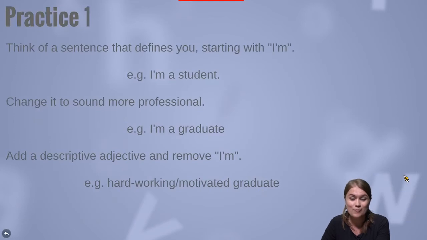So, how about practicing a little bit? Think of a sentence that defines you, starting with I'm. For example, I'm a student. Then change it to sound more professional. Student becomes a graduate. Then add a descriptive adjective and remove I'm. Hardworking or motivated graduate is something you would write on your CV.